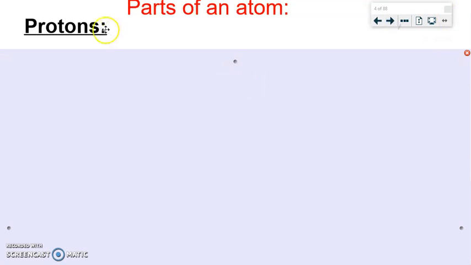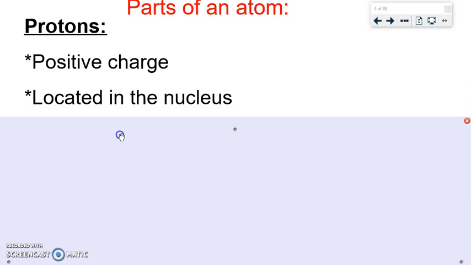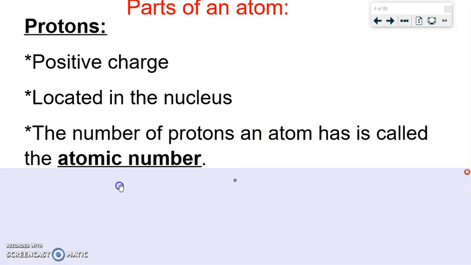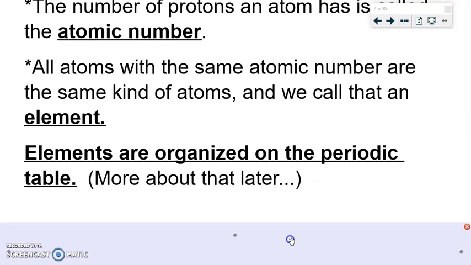All right, so a couple parts of the atom. Protons, we said, are positively charged. They're in the nucleus. And the number of protons an atom has is called the atomic number. And this never changes. This is always true. Okay. All atoms that have the same atomic number, so that means they have the same protons as each other, they're the same kind of atoms, and we call that an element. Okay. And elements are all organized on the periodic table, which you're going to learn more about later.